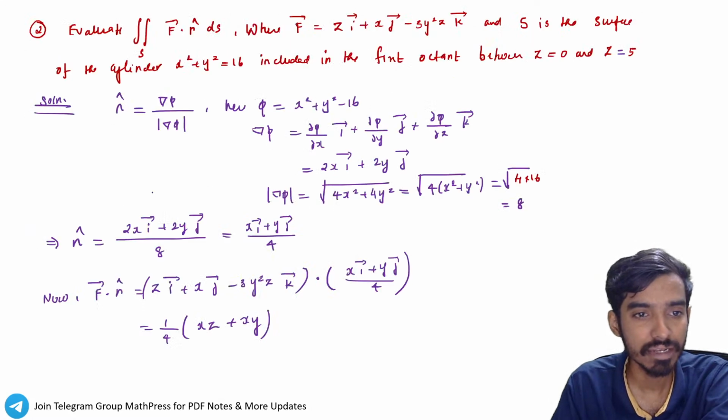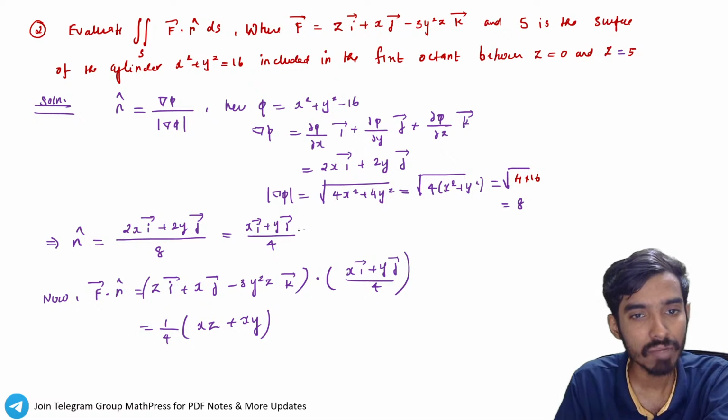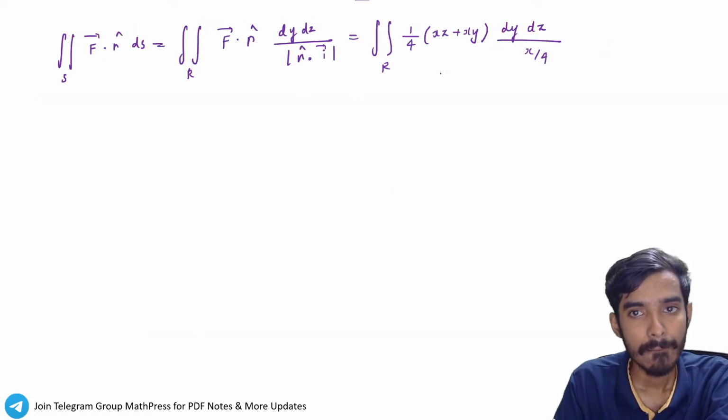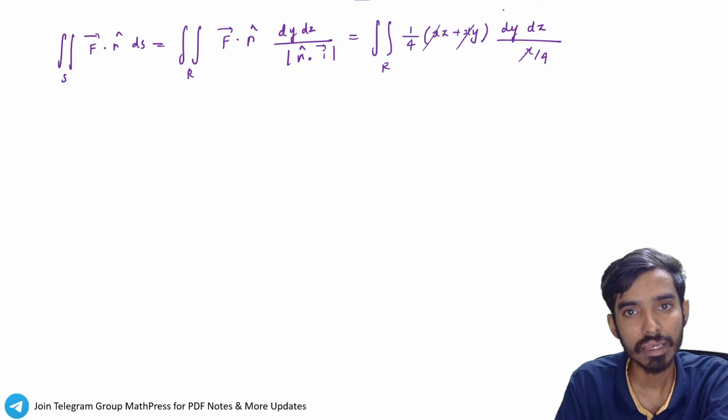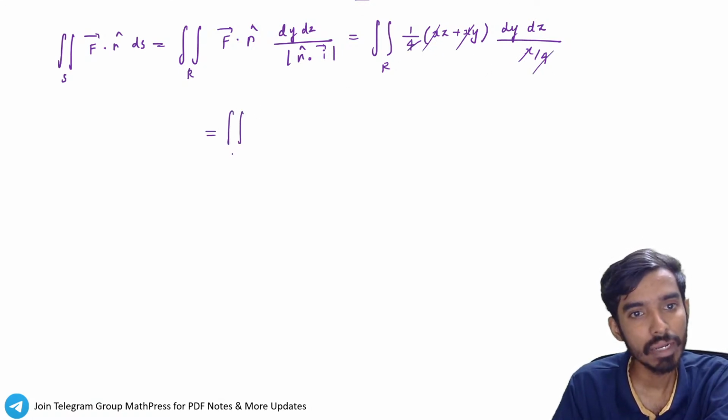This is n cap, xi plus yj. Make a dot product with i vector, we will have x by 4. Now I can take this x outside and cancel this x. And if I take this 4, I can cancel this 4 and this 4. So we will have double integral over r of y plus z dy dz, right?